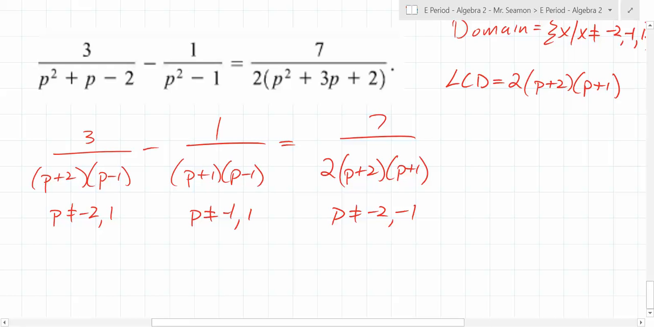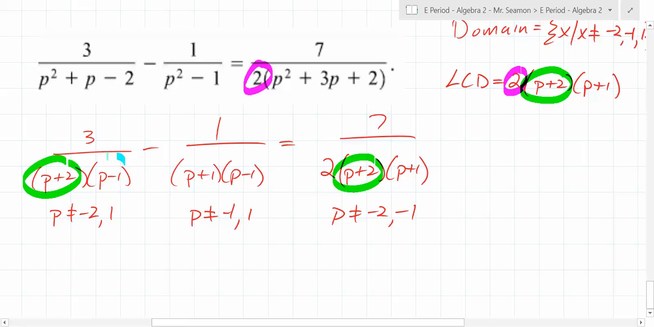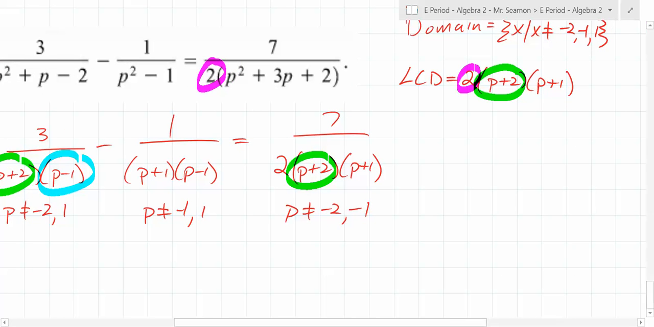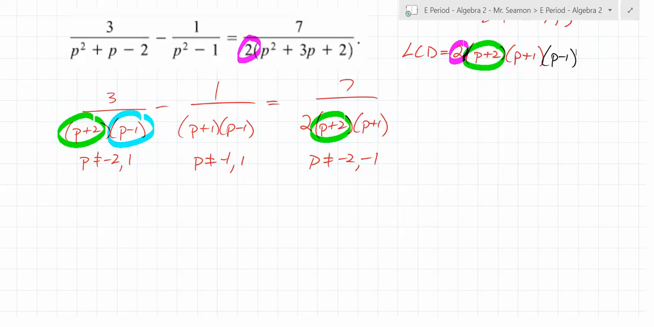There's your common denominator. Why? You have a 2 right here, so that has to be part of it, right? You have a P plus 2 in 2 of them, so that has to be a part of it. And then what else? There's a P minus 1 and a P plus 1. Oh, look at that, P minus 1. So what else do we have to have in the denominator? P minus 1. So it's a bigger denominator, but what happens after we multiply by this least common denominator? A lot of things cancel, right? So it might get worse before it gets better. You hear that sometimes, huh?